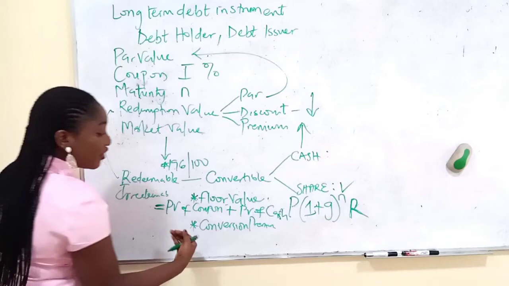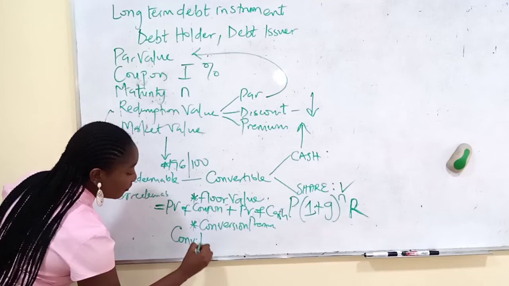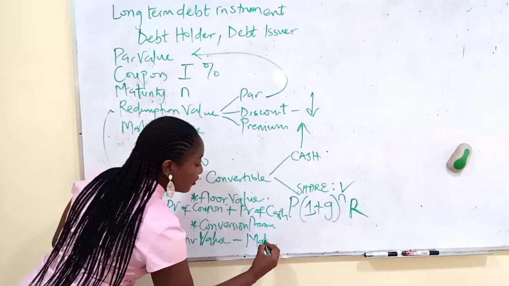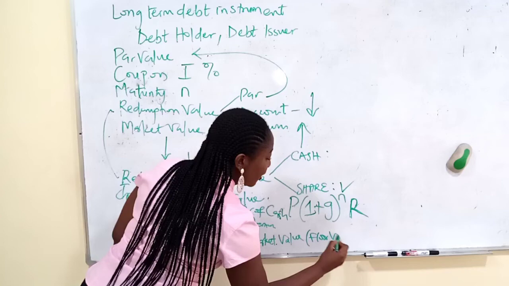And the conversion premium at this point will be what? Conversion value, minus the market value. I'll explain, because there's an example on this. And this market value is kind of the floor value. I'll explain everything when we are solving questions. So let's go to solving questions right away.